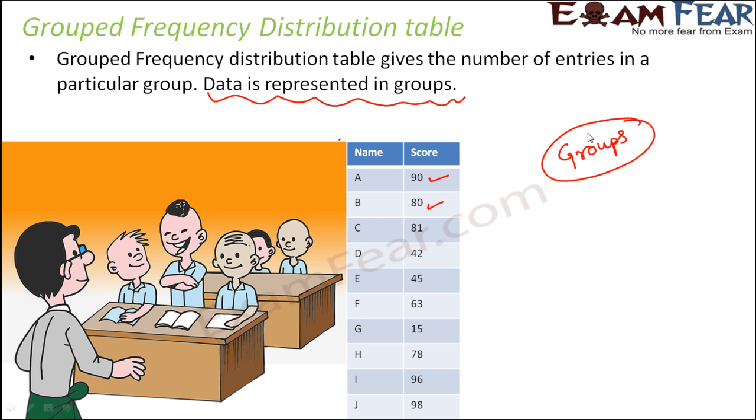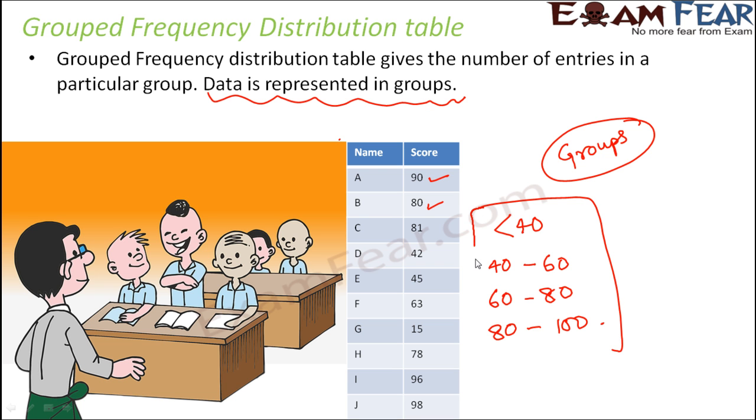Now, what do we mean by groups? So, how do we create groups? Now, what we do is we say that, okay, fine, let us find out the number of students who have scored below 40. So, less than 40 is one group. Again, let us try to find out all those who scored somewhere between 40 and 60. Again, let's find those who scored somewhere between 60 and 80. Again, let's find those who scored somewhere between 80 and 100. So what are these? These are nothing but groups.